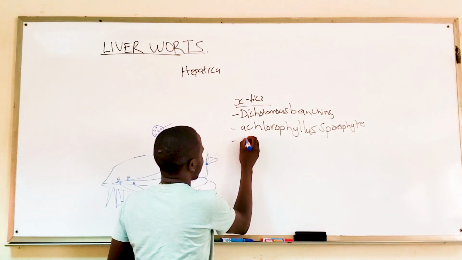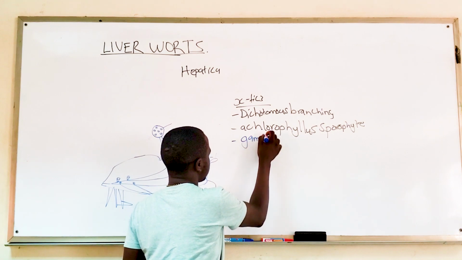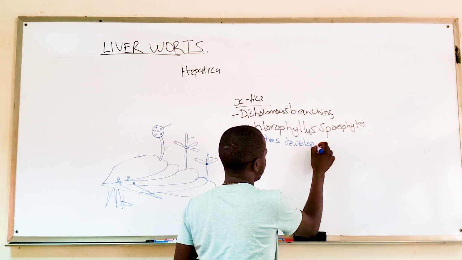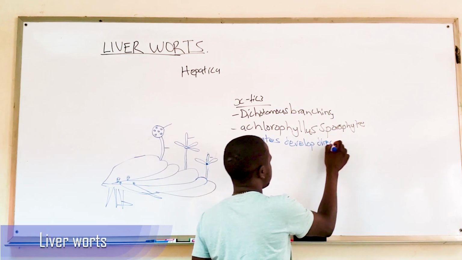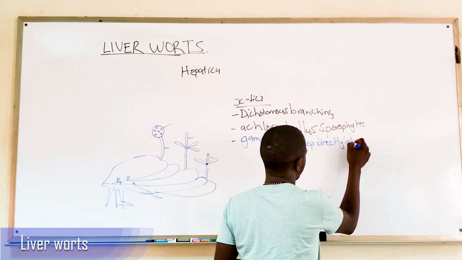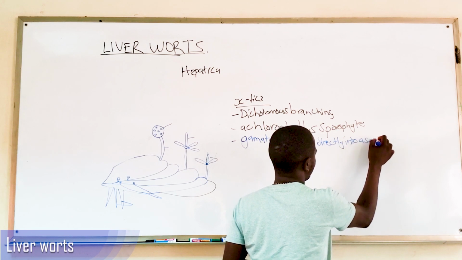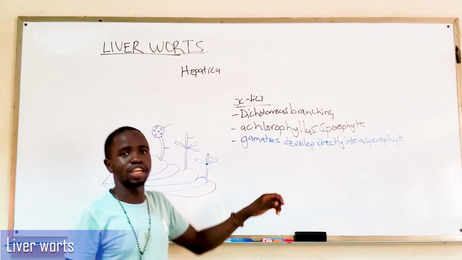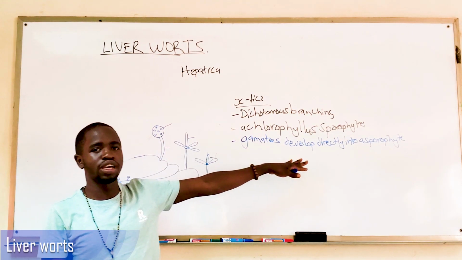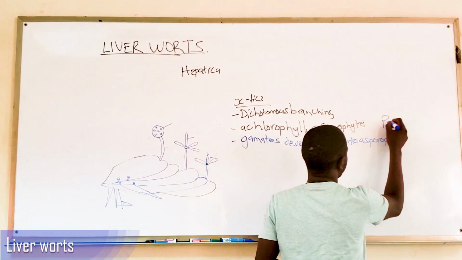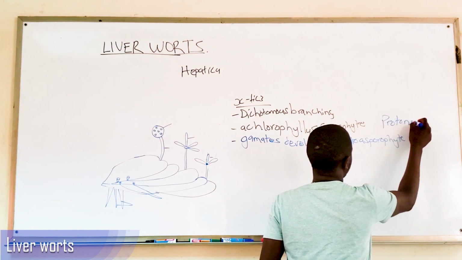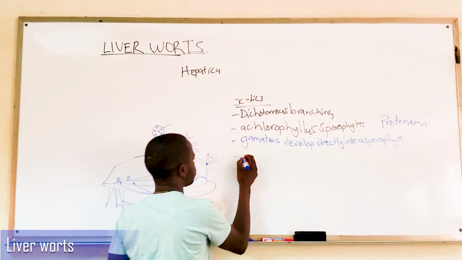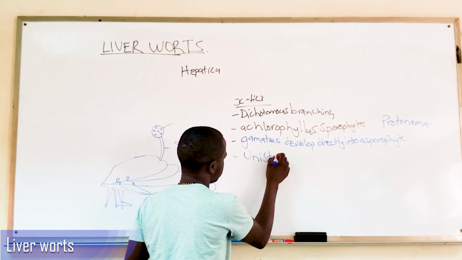Number three, their gametes develop directly into a sporophyte. Unlike, as we shall see later, members of class Musci, whereby they form a structure called a protonema.